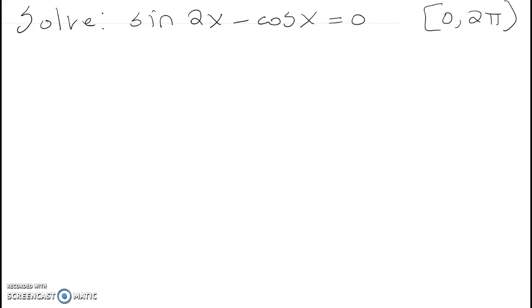Today we'll look at solving the following equation: sine of 2x minus cosine x is equal to 0 over the interval 0 to 2 pi on the unit circle. To get started, we observe that 2x is considered a double angle. Using the double angle formula, we can replace sine of 2x with 2 sine x times cosine x.